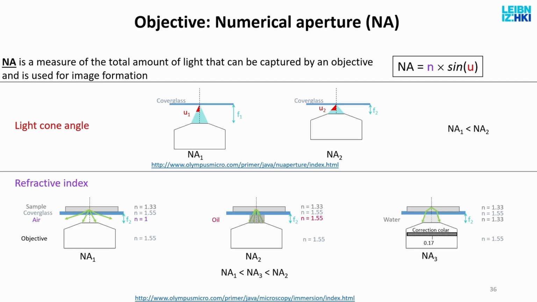Why do we then even have air objectives? Why don't we always just put oil? First of all, there's a practical reason. A lot of samples require that you scan a large part of the slide or the petri dish. And with oil, you just smear the oil around and eventually break the continuity. And that will go in your image.